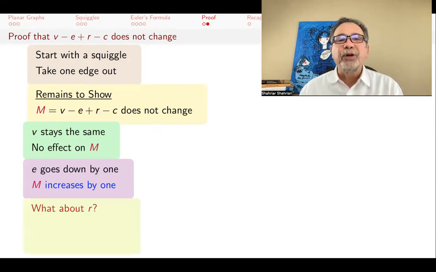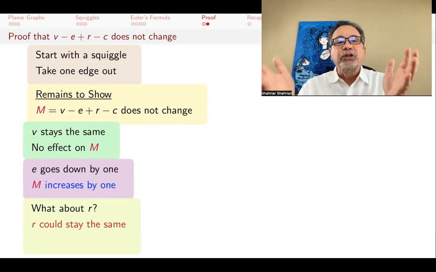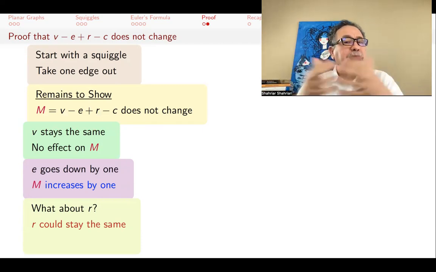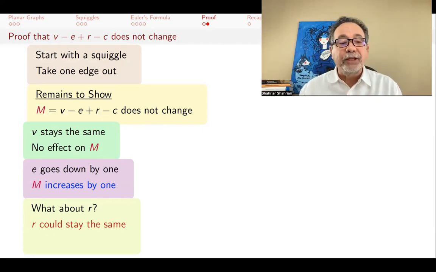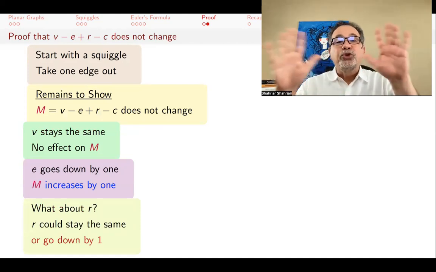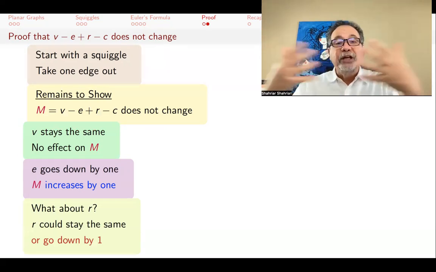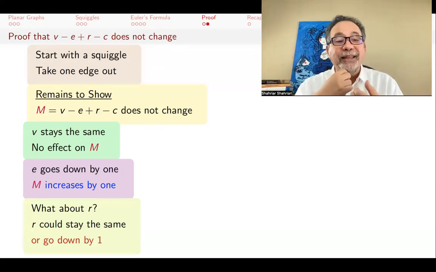Now, the question is, what happens to the number of regions when you take an edge out? Two things could happen. It could be that R stays the same. It could be that the two sides of the edge were already in the same region, and when you took that edge out, no new region was created. Or it could be that the number of regions went down by 1. It could be that the two sides of the edge were not connected before, and by taking this edge out, now they are connected, and so there's one less region.